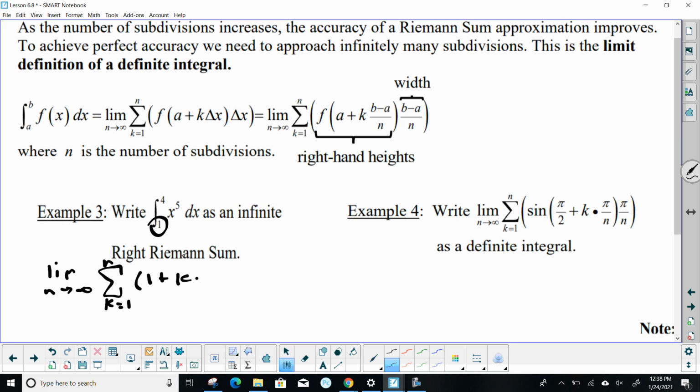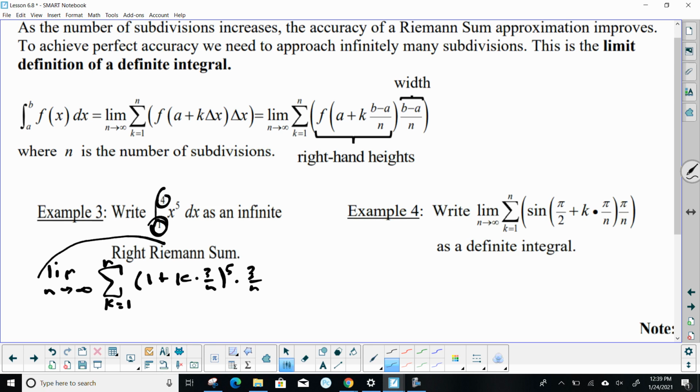b minus a. That's just 4 minus 1, so that'd be 3. 3 over n, to the 5th power. All times b minus a over n. So the b minus a would be 4 minus 1, that'd be 3 over n. Okay, and we're done. That's what it's equal to.